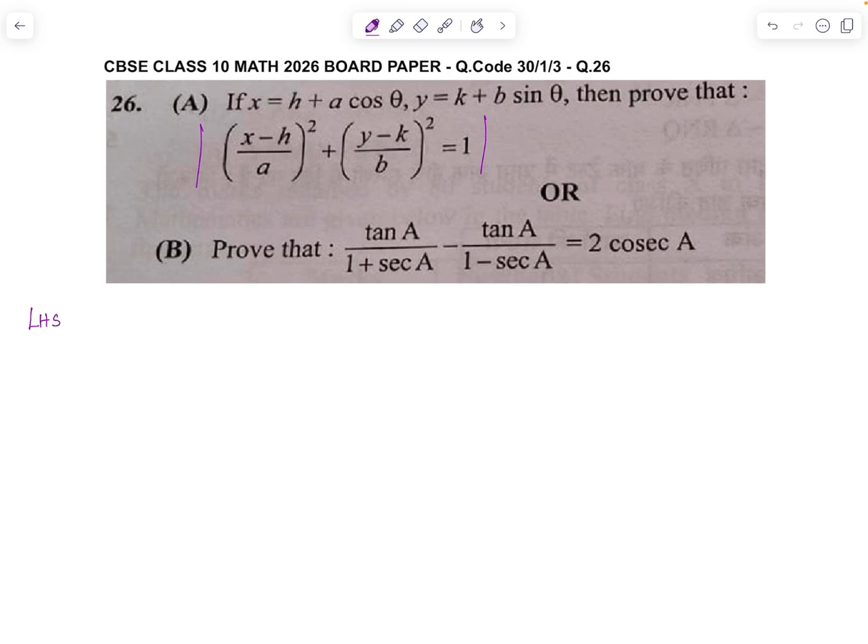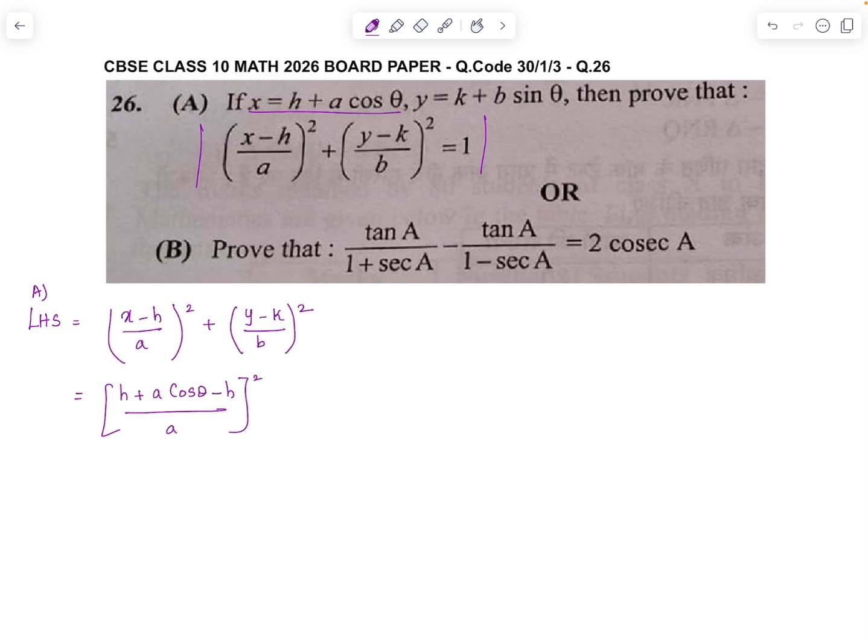Let's take the LHS. LHS is (x minus h upon a) the whole square plus (y minus k upon b) the whole square. Let's substitute the values for x and y. x is h plus a cos theta, minus h, upon a, the whole square, plus y is k plus b sin theta, minus k upon b, the whole square.